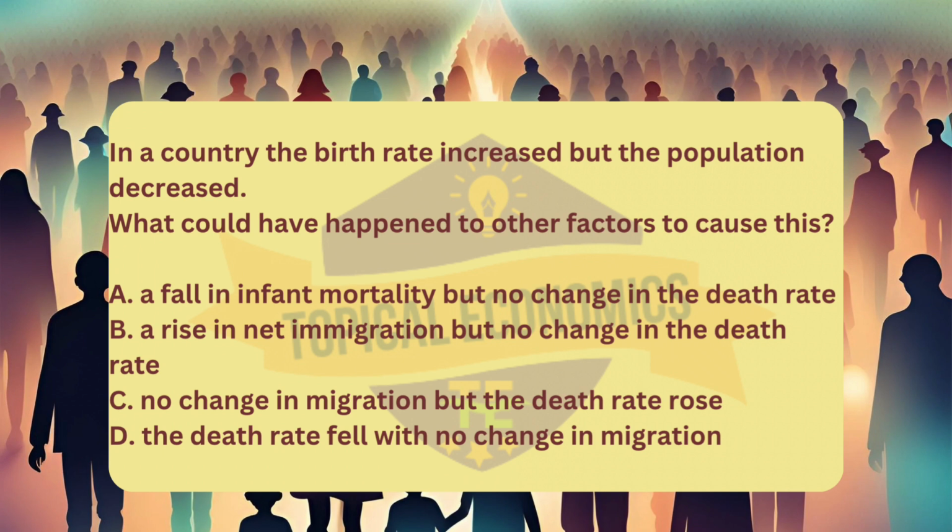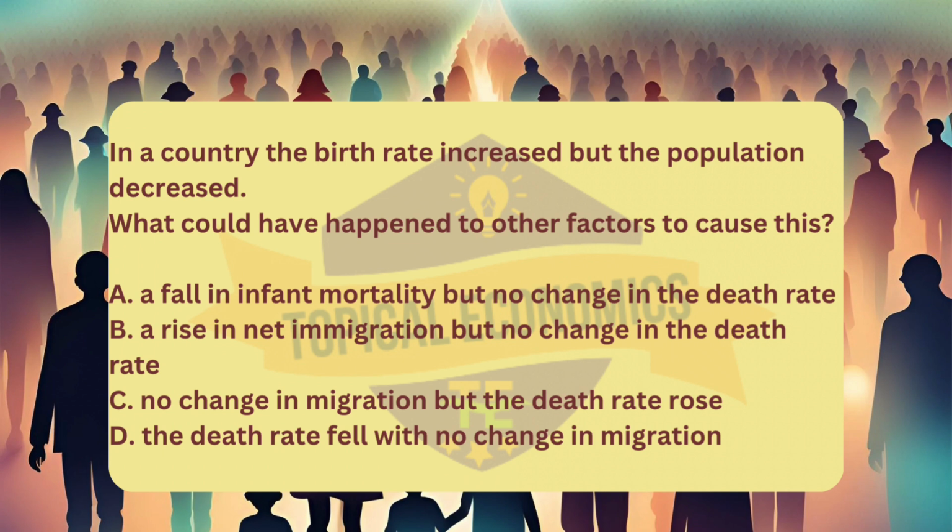Next, option B, a rise in net immigration but no change in the death rate. A rise in net immigration would actually increase the population, not decrease it. Immigrants add to the population, so if the birth rate rises and immigration also increases, it would not explain a population decrease. This option conflicts with the premise that the population is declining.